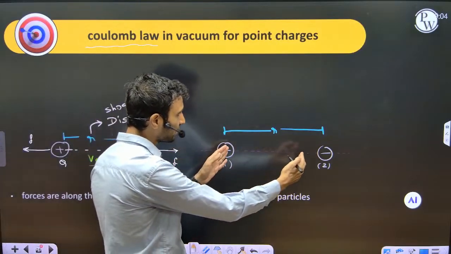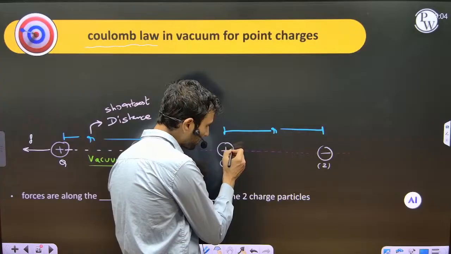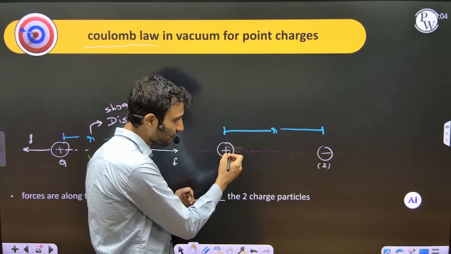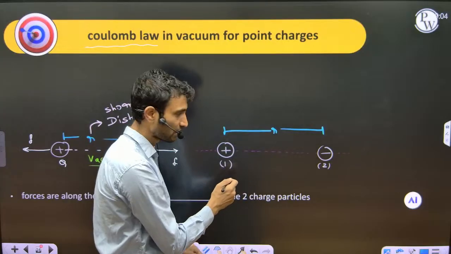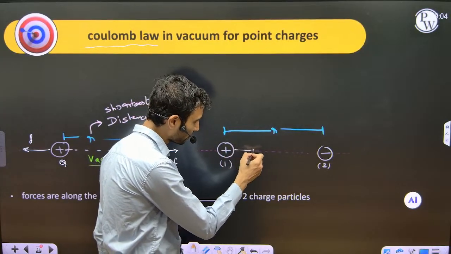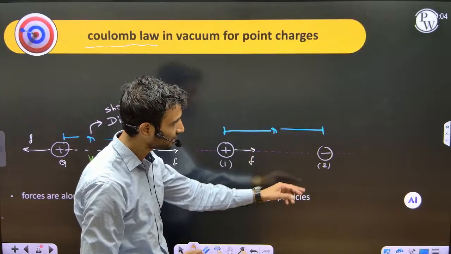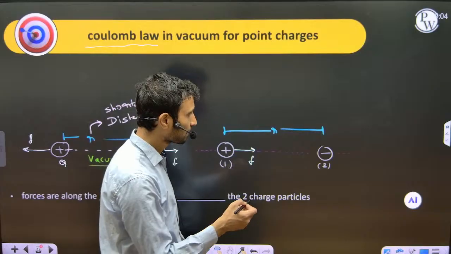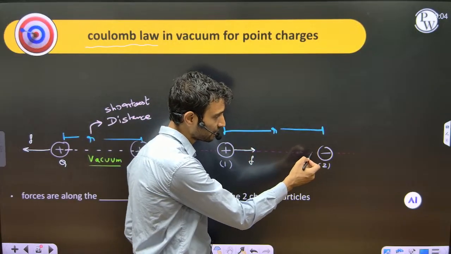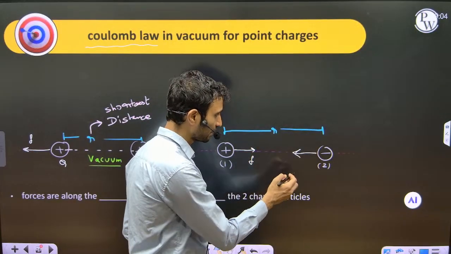And what will be the forces here? It will be attractive. So this object will feel a force of attraction. In which direction? Towards the negative charge. So one F here, and this negative charge will also feel an attractive force because of this positive charge. And where will be that direction? Left or right? Of course, it will be towards left.